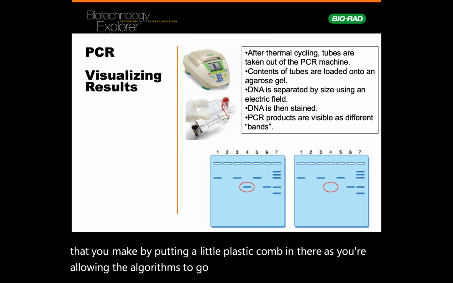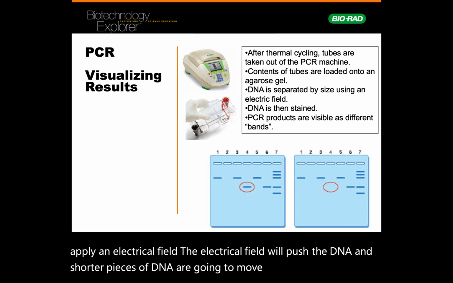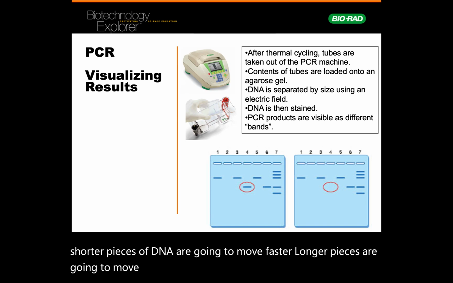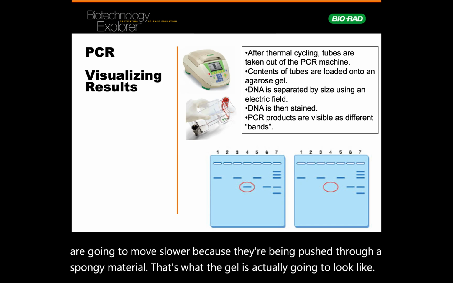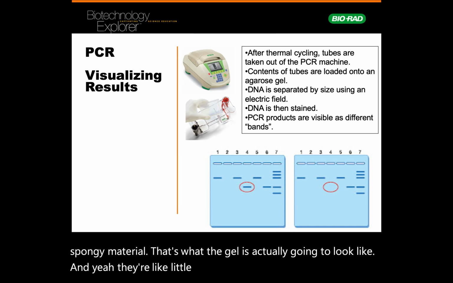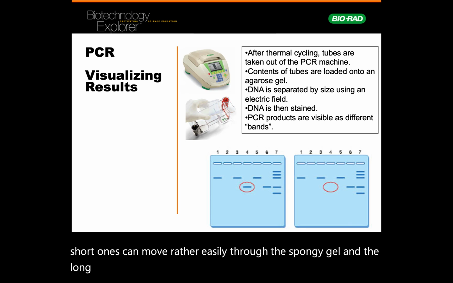And then you're going to apply an electrical field. The electrical field will push the DNA. Shorter pieces of DNA are going to move faster, longer pieces are going to move slower because they're being pushed through a spongy material. That's what the gel is actually going to look like. They're like little pieces of spaghetti, basically. The real short ones can move rather easily through the spongy gel, and the long ones just keep getting twisted up and tangled and caught as they run.